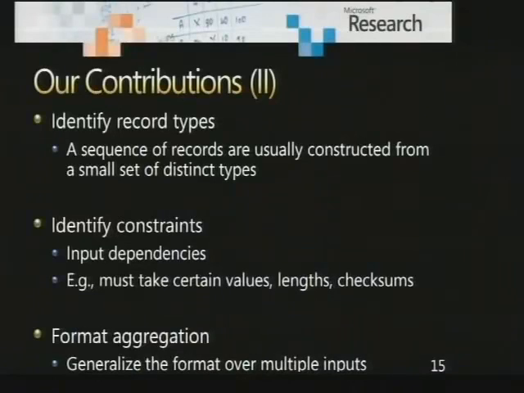And the last thing is format aggregation. Dynamic analysis has a generic inherent limitation: you only see the execution path you analyze. You have a limited view into the program. The result is that if you only look at one input instance, you get an incomplete format. We try to mitigate this problem in Tupni by generalizing the format over multiple inputs.